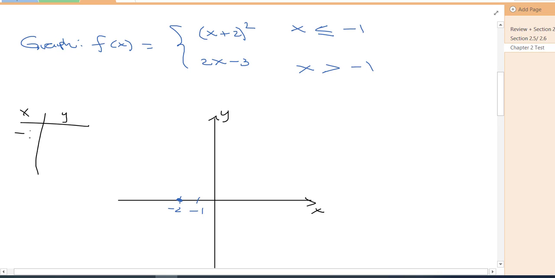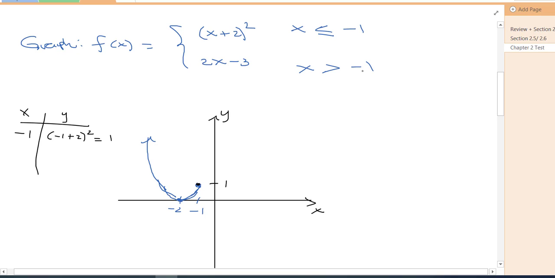So when x is -1, I'm going to plug it into this function. So -1 plus 2 squared, which is just 1 squared, which is 1. So at -1, we're going to be up here at 1. And then our parabola. So to the best that you can, draw a parabola. I'm not doing a very good job here as usual with my tablet. And this is solid because it is included.